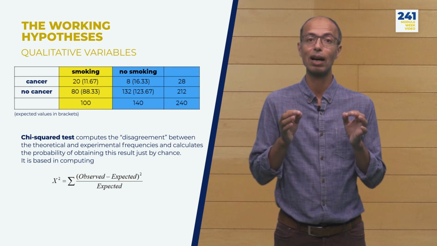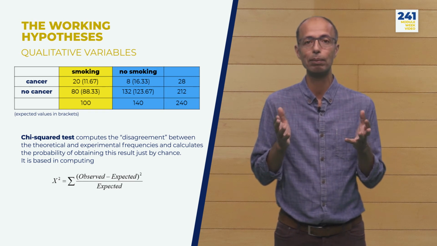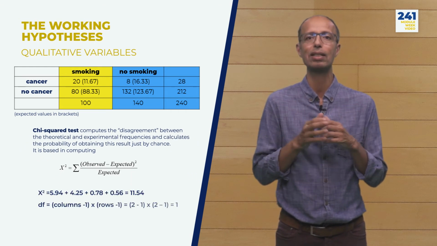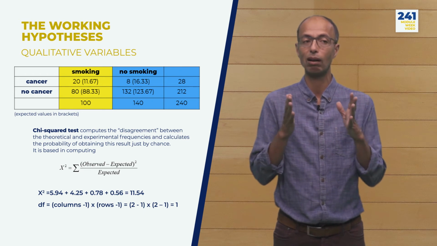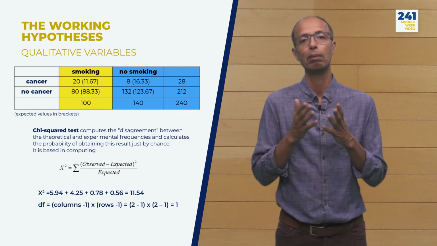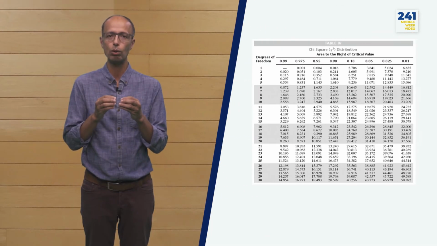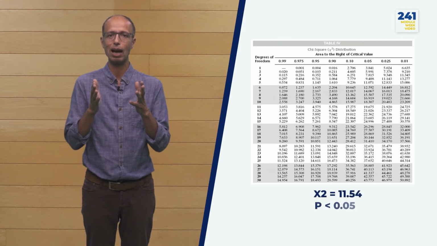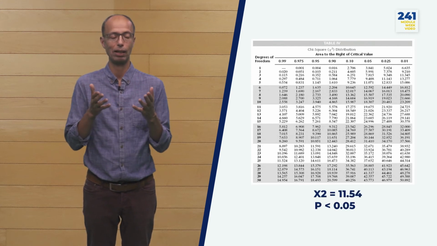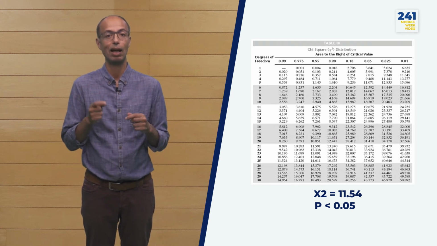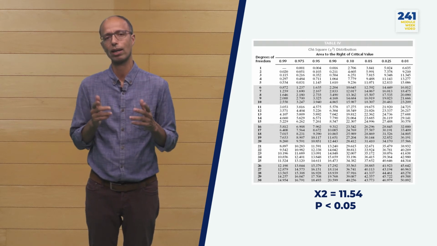There are many chi-square distributions described by their degrees of freedom. To calculate the degrees of freedom in this case, we can use the formula columns minus 1 multiplied by rows minus 1. And it comes out to be 1 in our case. Your statistical software or the use of a chi-square table allows us to calculate this probability as smaller than 0.05. And the conclusion is there is enough evidence breast cancer and exposition to tobacco are associated.